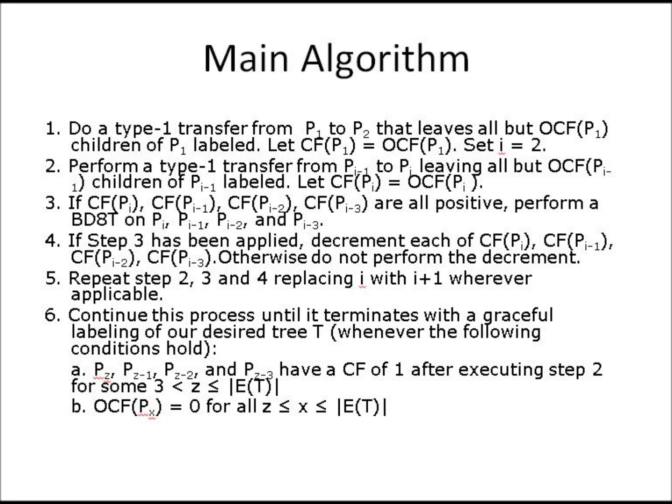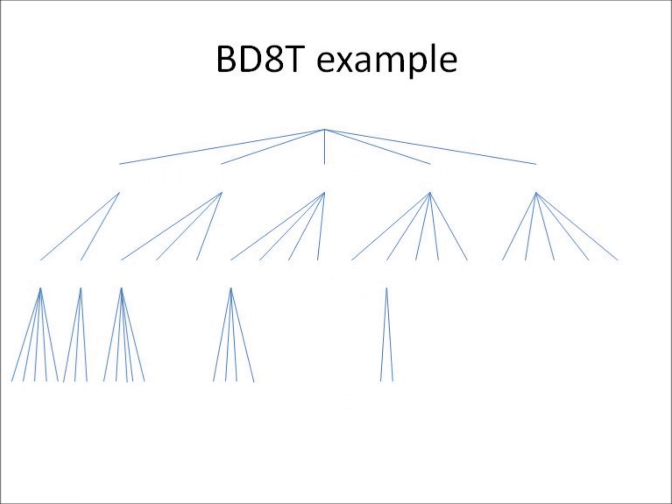Here is our algorithm formally defined. Let's see how it works. Here is the tree we wish to gracefully label. Notice that it is the same tree that we used in the example with the OCFs and CFs, for the sake of continuity. Because the tree has 44 vertices, and thus it has 43 edges, its labels will range from 0 to 43.